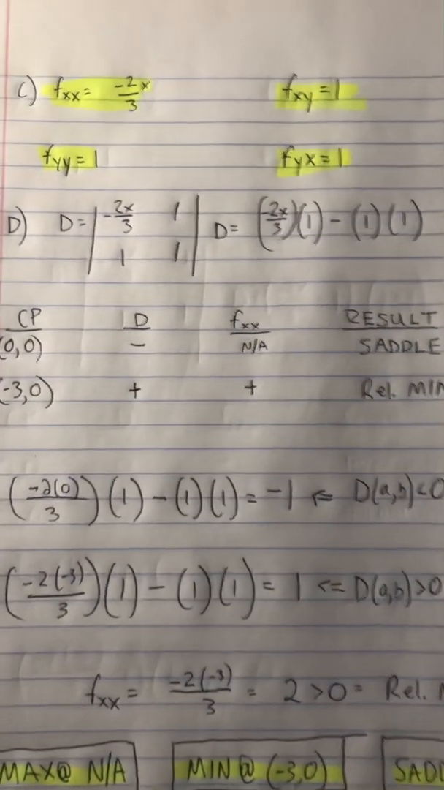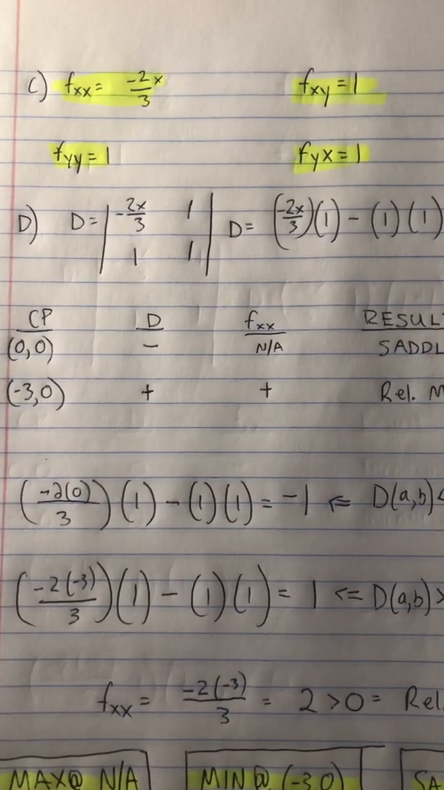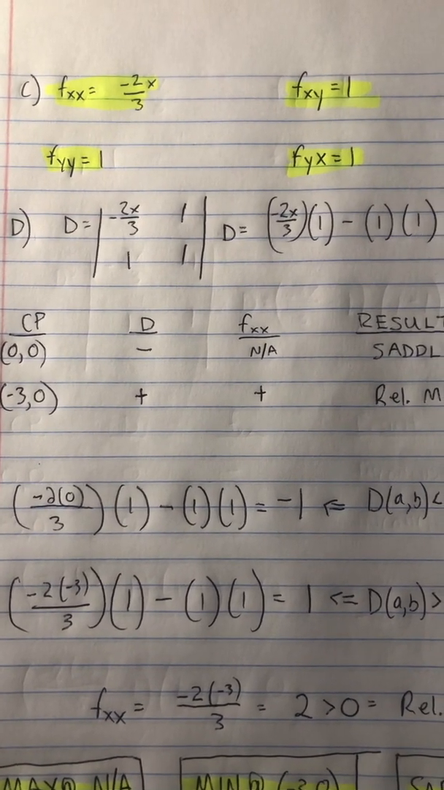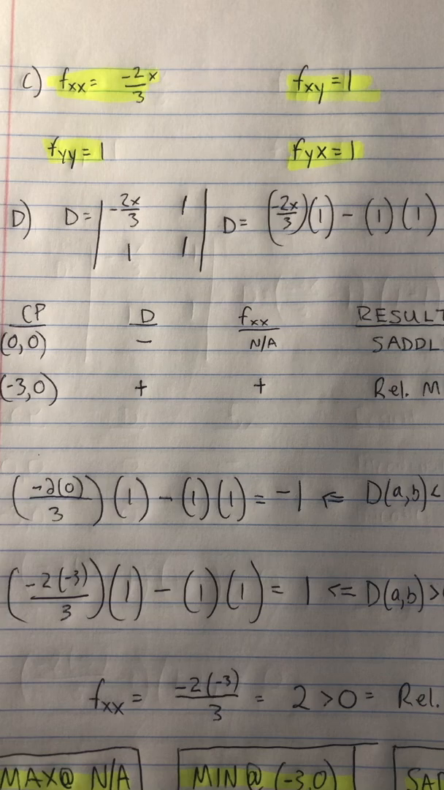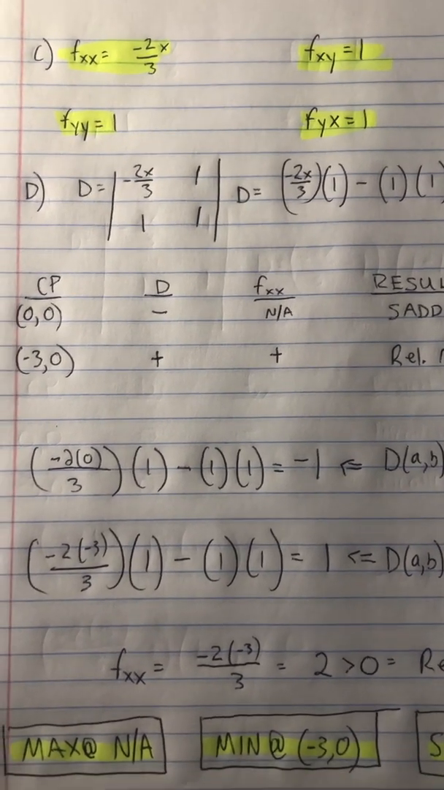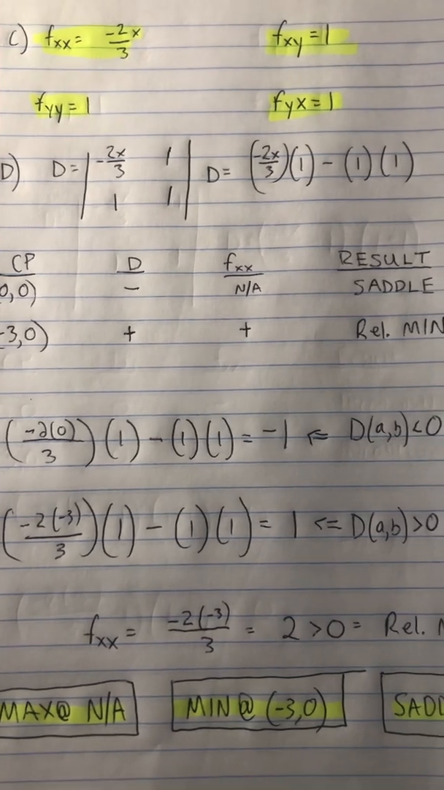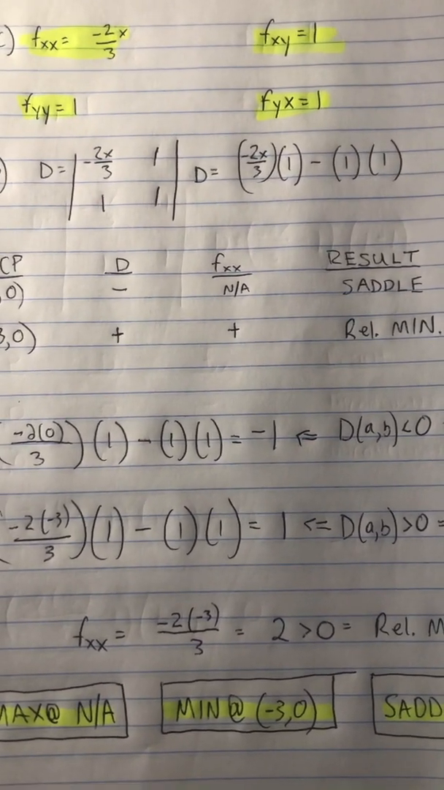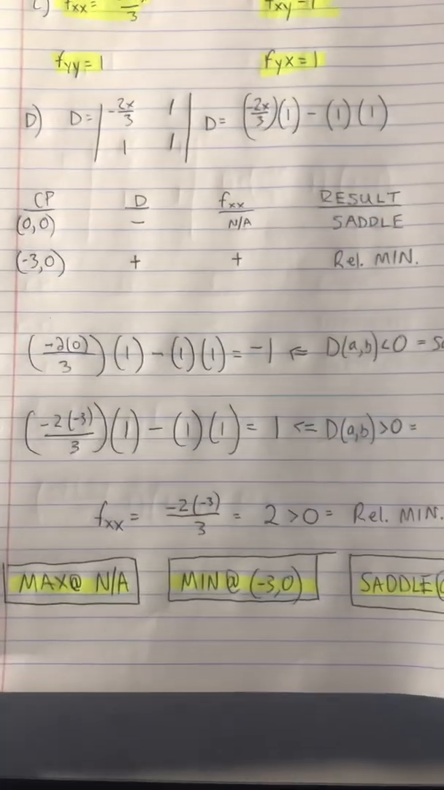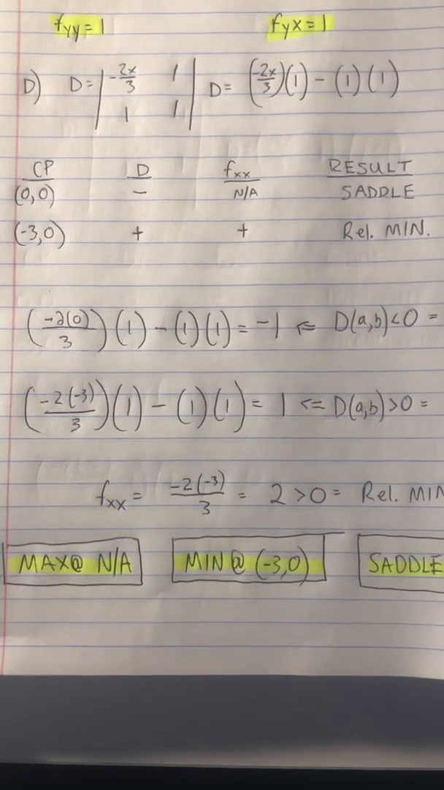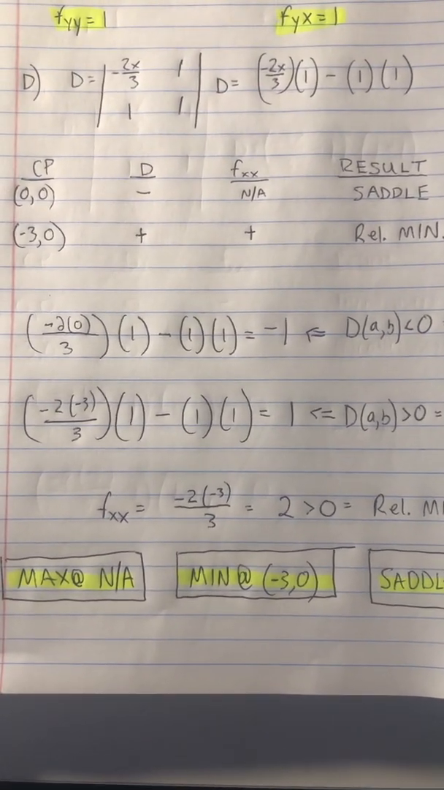Now the partial and second derivatives would be f_xx = -2x/3. For f_xy, we got 1, f_yy = 1, and f_yx = 1. Now we set this up and we cross multiply them to get -2x/3 times 1 minus 1 times 1. Now as you can see here, I set it up to be the critical points, the determinant, and the f_xx, and the result as a table.